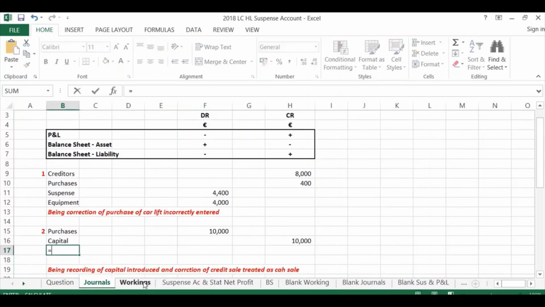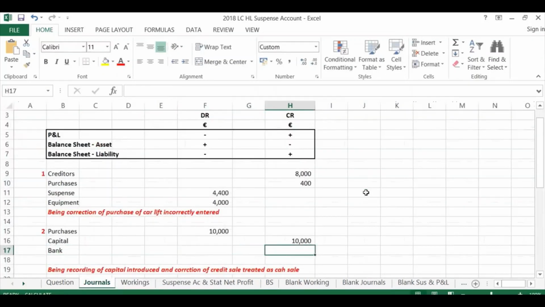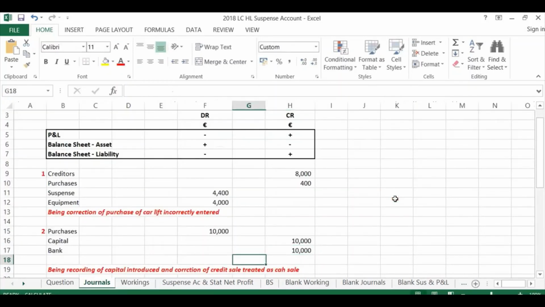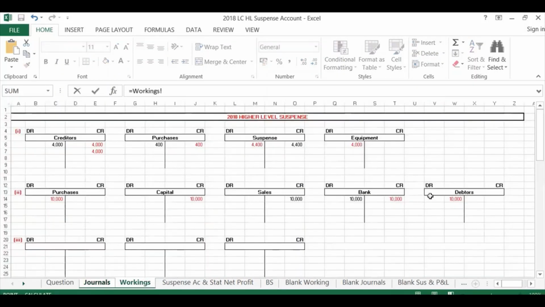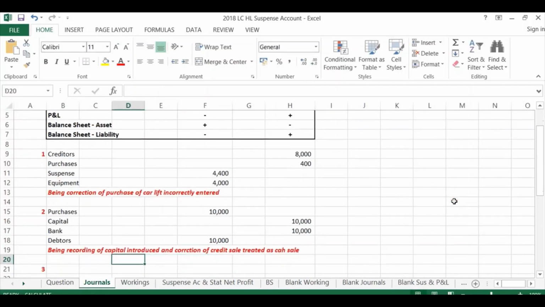My next journal is going to be bank, and I'm going to credit bank with 10,000. And again, I'm just taking the figures in red. And the last entry is going to be debtors, and I'm going to debit my debtors with 10,000. And again, just check our journals balance: debit and credit are both 20,000. And a sentence saying, being recording of capital introduced and correction of credit sale treated as cash sale.